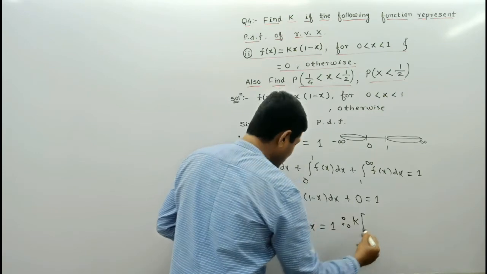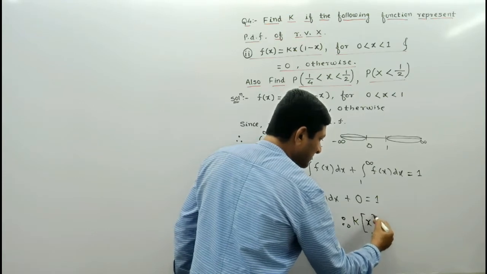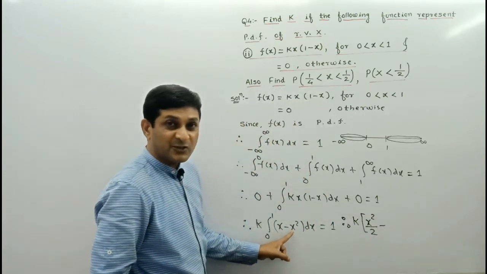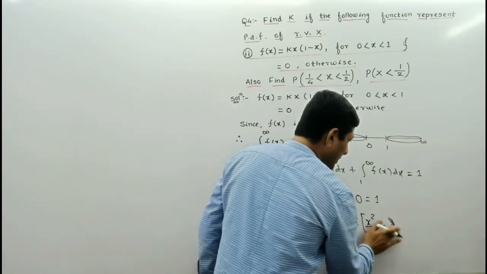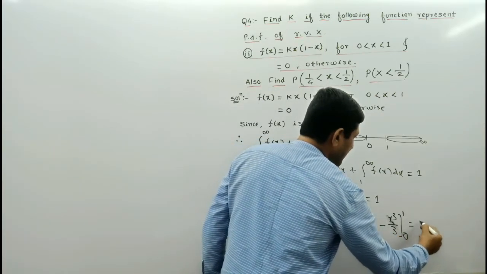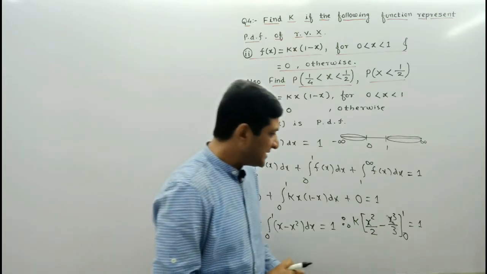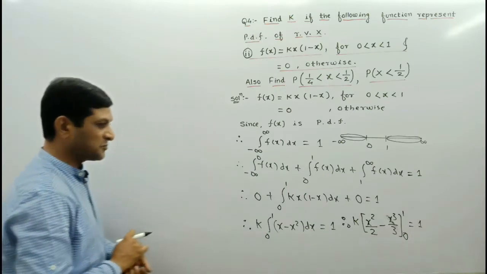What is the integration of this x? Integration of x will be equal to x square by 2, minus the integration of x square, what is it? x cube upon 3, and the limits are from 0 to 1. On the right hand side, 1, keep it as it is, isn't it? Now first I am replacing this x by the upper limit, then x by what? The lower limit. Let us see what we'll get here.